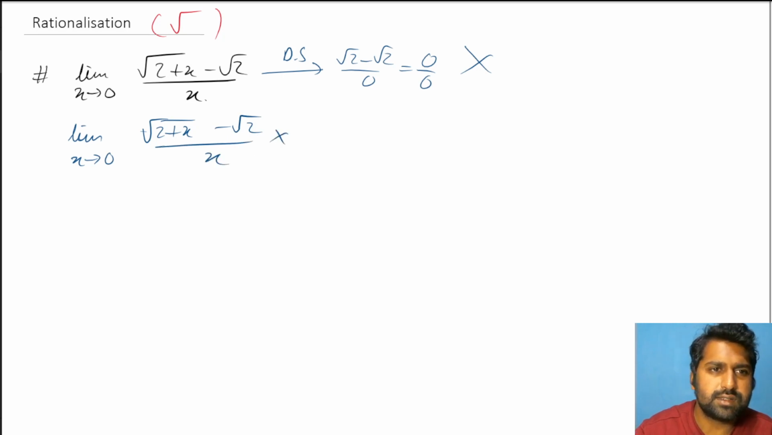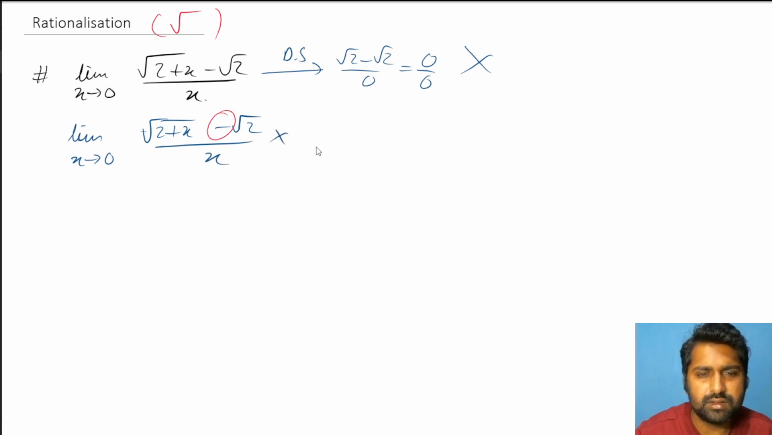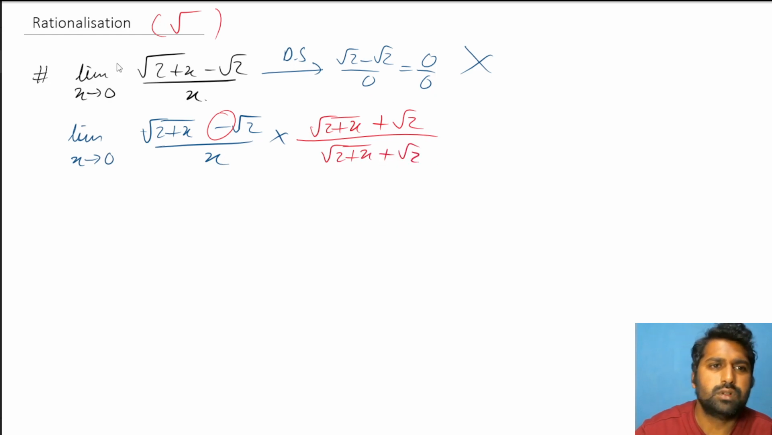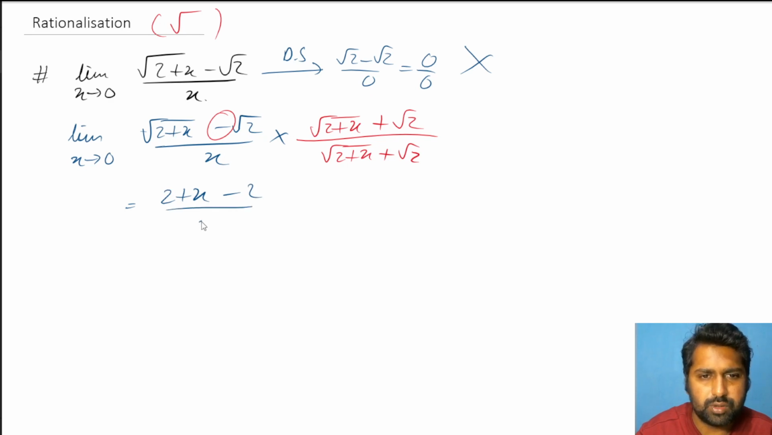In order to rationalize, the factor that is multiplied is, change the sign here. So root 2 plus x plus root 2 upon root 2 plus x plus root 2. The numerator will have the identity of a plus b, a minus b. A is root 2 plus x, b is root 2, a minus b, a plus b. So that's a square minus b square. So 2 plus x basically minus 2 upon x, and don't multiply the denominator because there is no benefit here. You are not getting any sensible expression here.